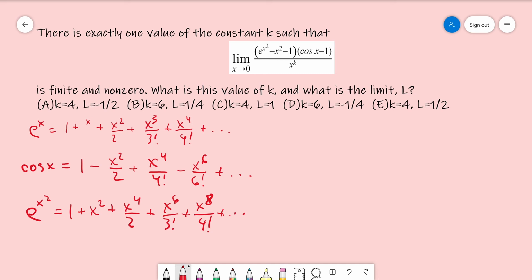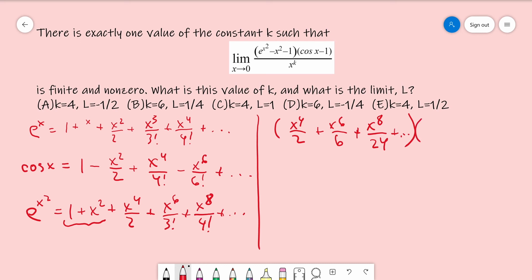Alright, so now we're ready to write out what this is. Here in the numerator, we're going to have e to the x squared, that's this expansion, minus x squared minus 1. So these two terms are actually going to cancel out. So we end up with just x to the 4th over 2 plus x to the 6th over 3 factorial. Let me just write out what that is. 3 factorial is 6, and x to the 8th over 4 factorial, which is 24, and it keeps going.